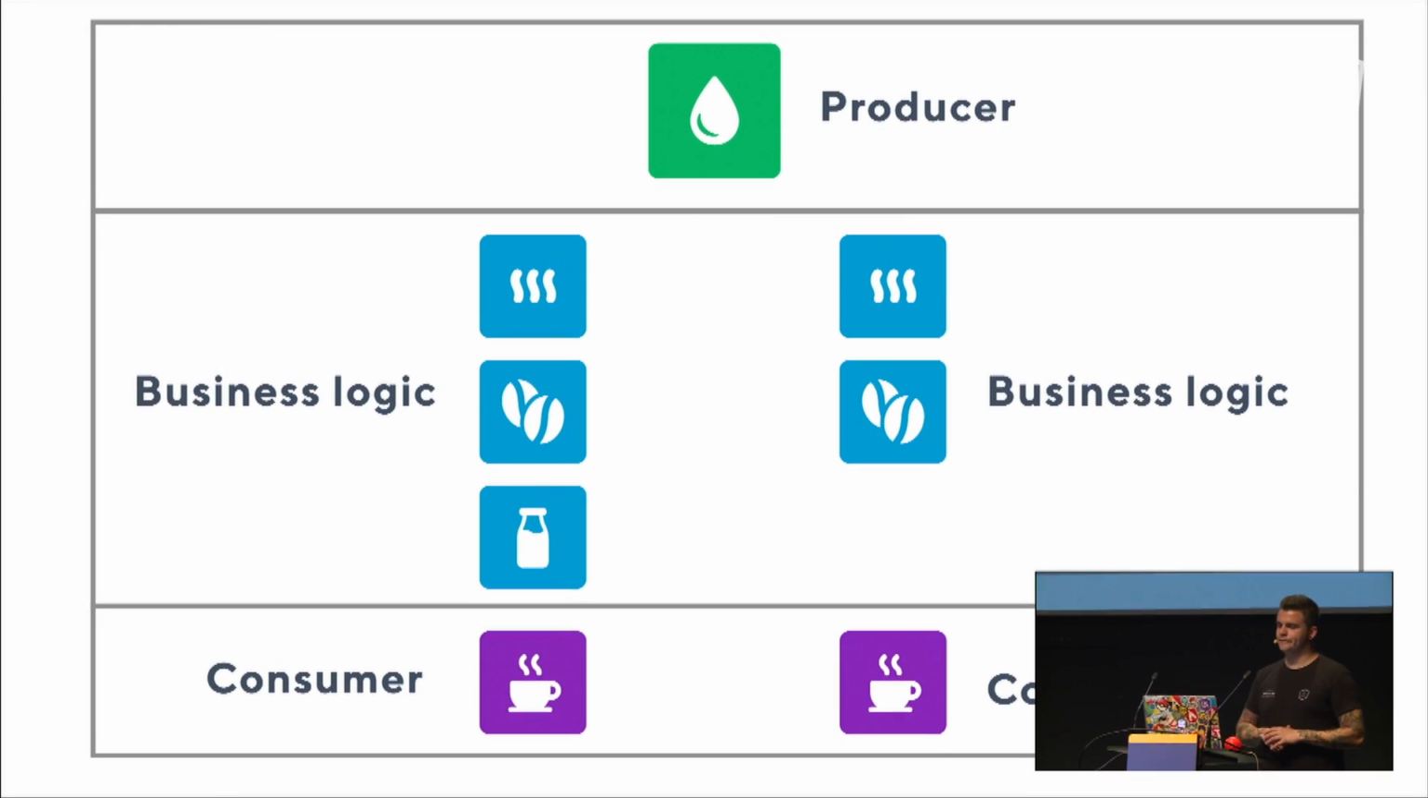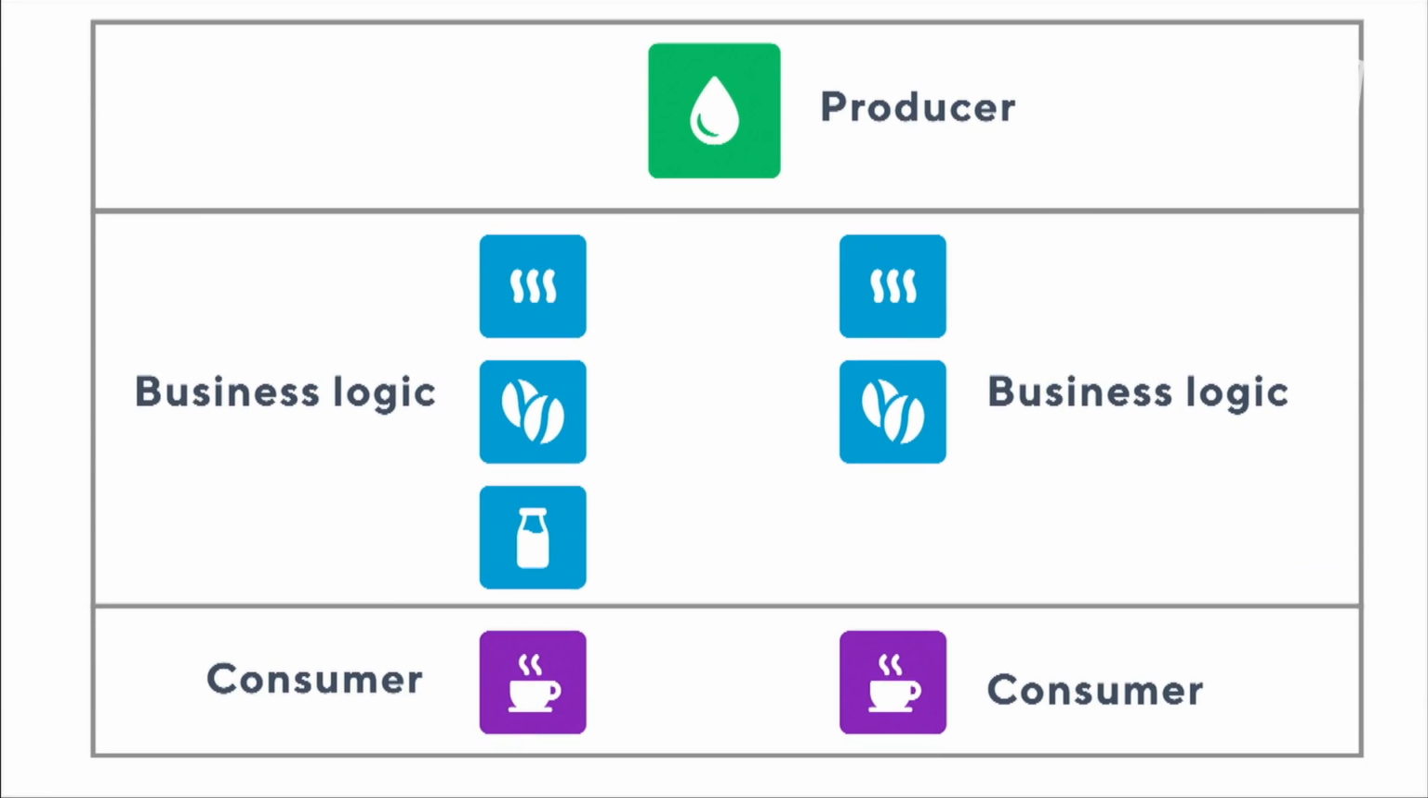I've split these up again. We have our producer, which is our water. We all start with the water. We can then heat the water, add the beans, add the milk if necessary, and that part is the business logic. So we start with the water, it's not business logic. The coffee cup at the end isn't business logic. We just consume it quite literally as a consumer.